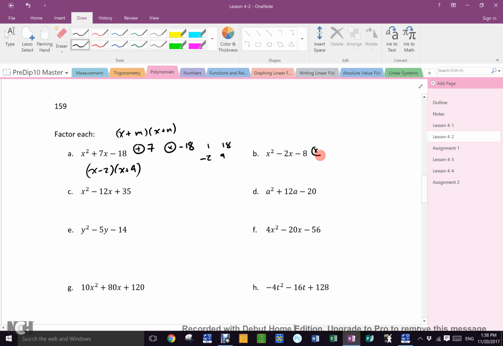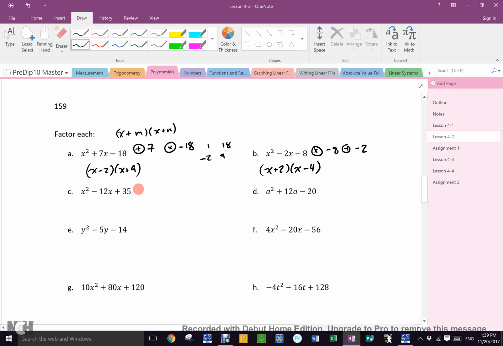What's this one? I have to multiply to what? Negative 8 and add to what? What is it? It's 2 and negative 4. So it is x plus 2, x minus 4. I know you did this last year because I taught it to you. These are fun because it's like problem solving.